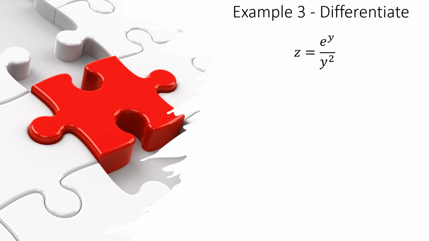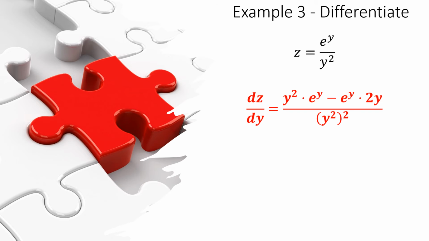Next, we want to find the derivative of the function z equals e to the y over y squared. So understand that we're really taking the derivative in terms of y here. And so I'm going to use quotient rule. So we have low d high, or y squared times e to the y, minus high d low, e to the y times 2y, all over low low, which would be y squared squared.